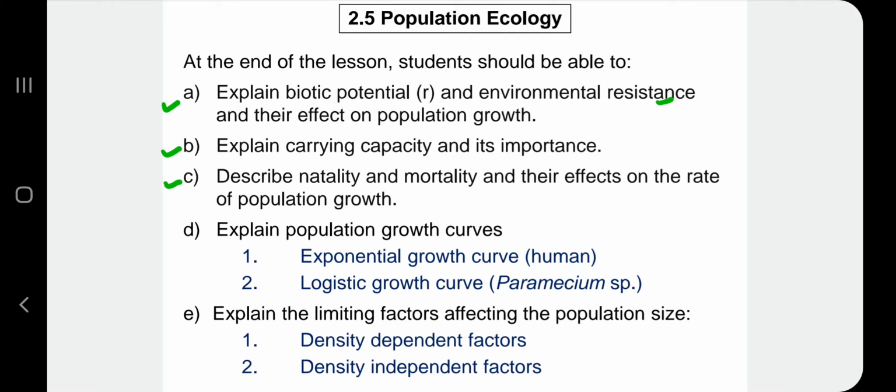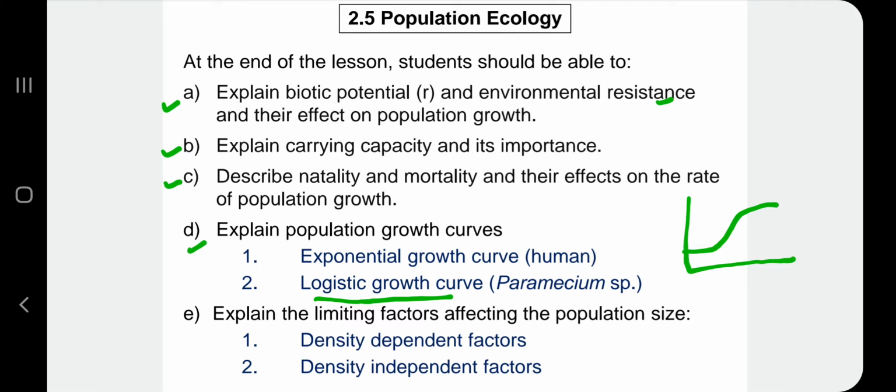For the fourth learning outcome, explain population growth curve, one of the growth curves you already learned during semester 1, chapter 10. In semester 1, we called it a sigmoid growth curve, S shape. But in semester 2, we refer to the sigmoid growth curve as a logistic growth curve. It refers to the same curve. Sigmoid growth curve is equal to logistic growth curve. But we want to focus on one species, which is Paramecium.